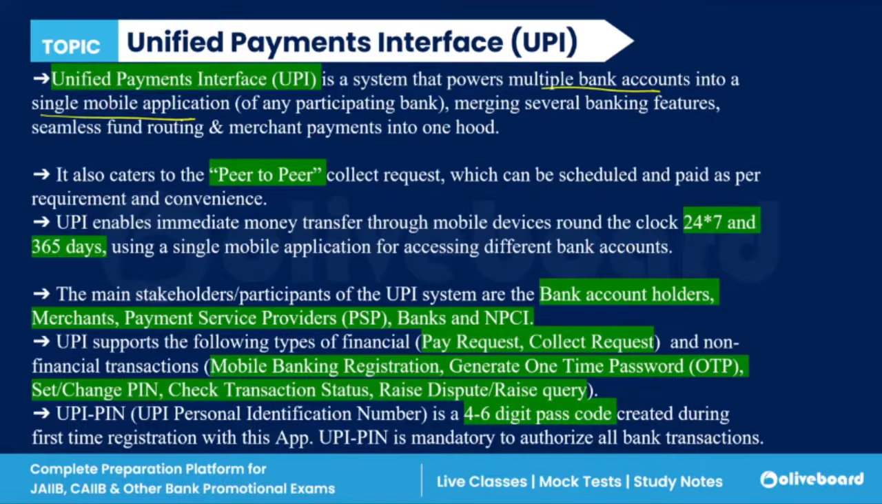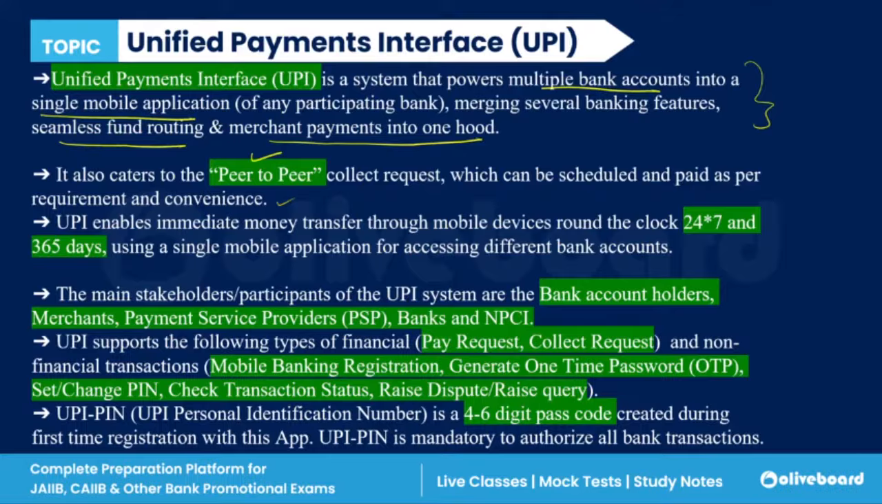So your different bank accounts are brought into a single mobile application that has been merged for several banking features, like seamless fund routing and merchant payments in one place. The Unified Payments Interface also caters to peer-to-peer collect requests, which can be scheduled as per requirement and convenience. UPI enables immediate money transfer through mobile devices around the clock, 24/7 and 365 days.